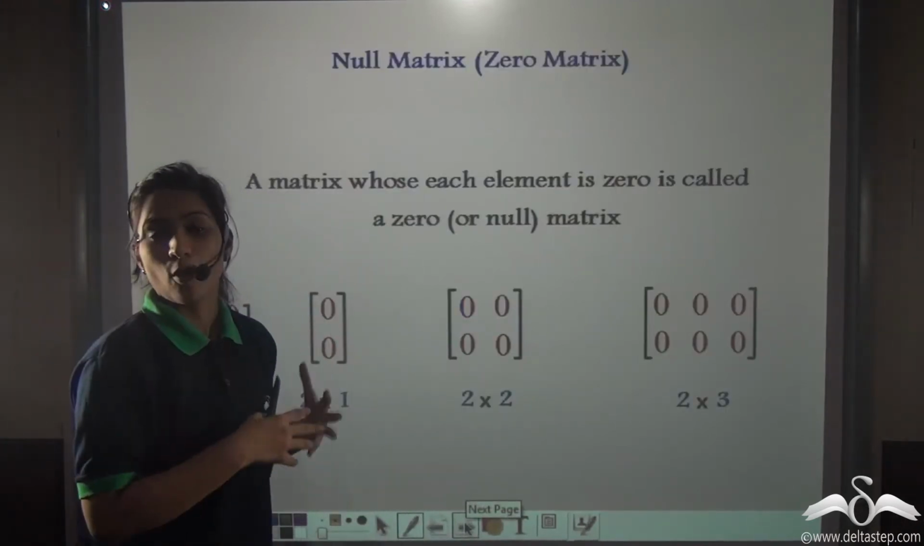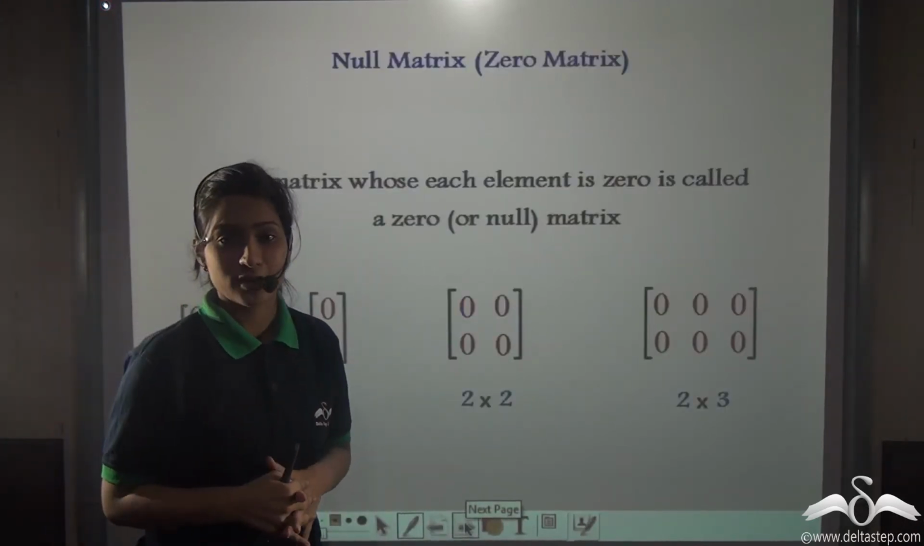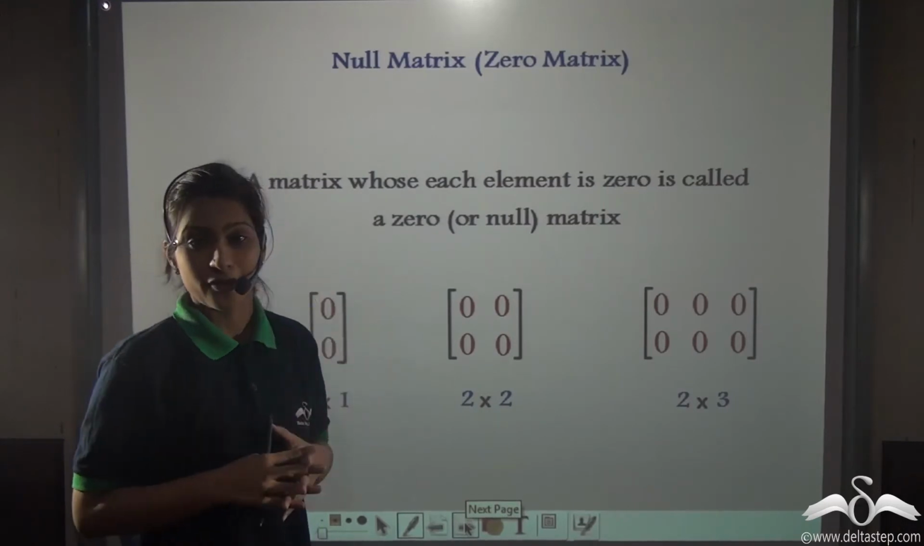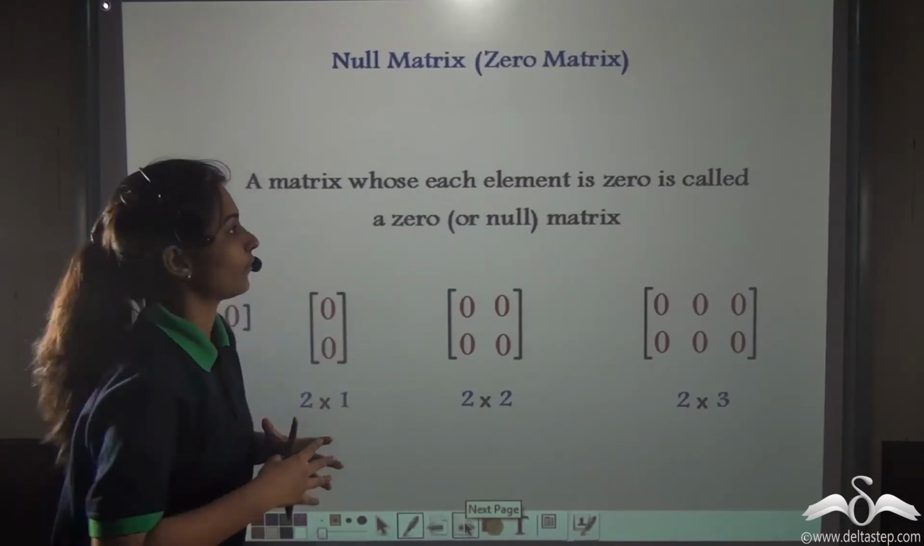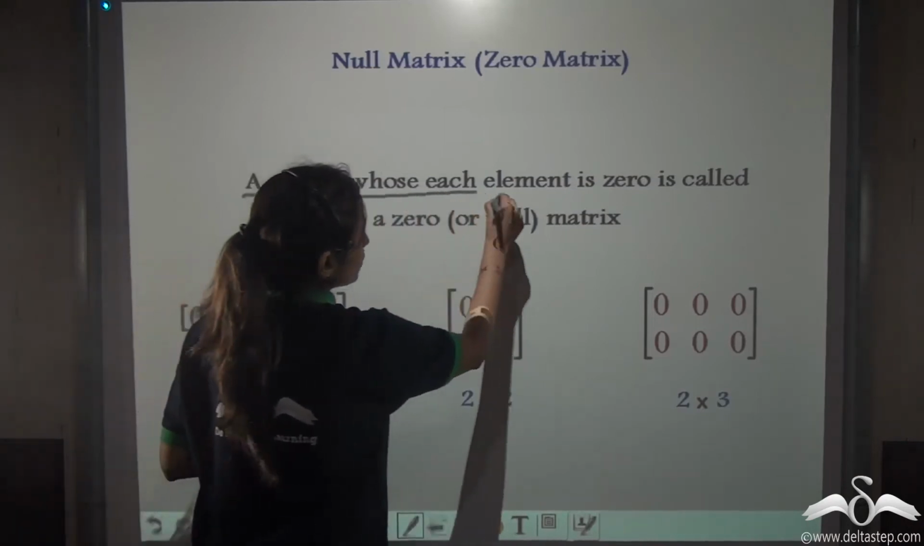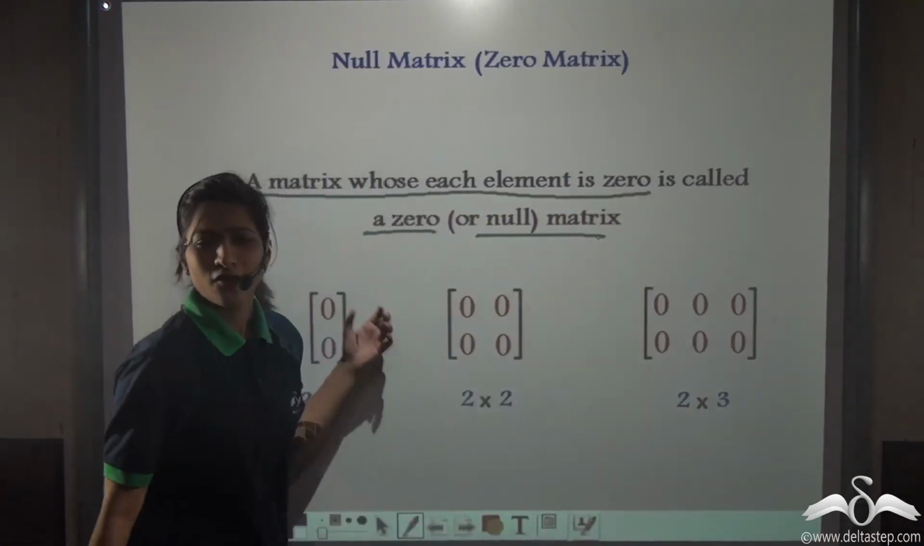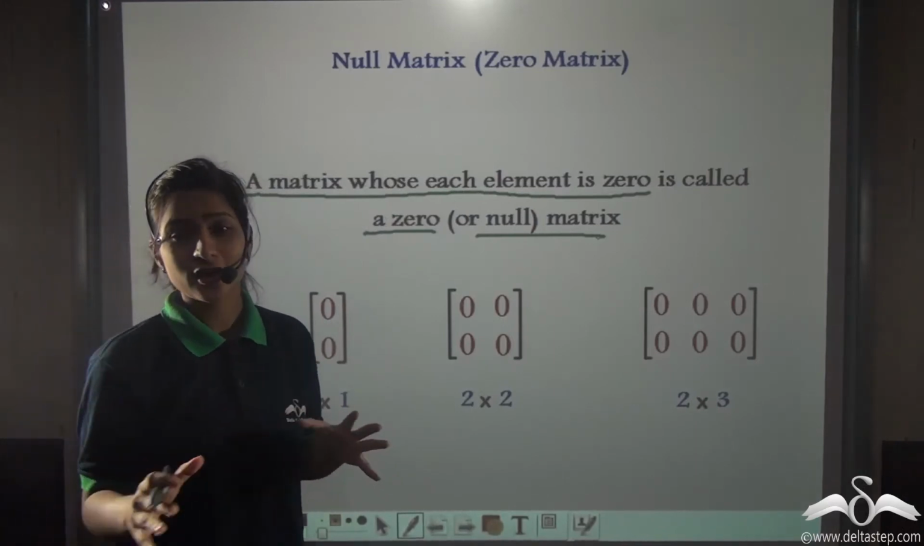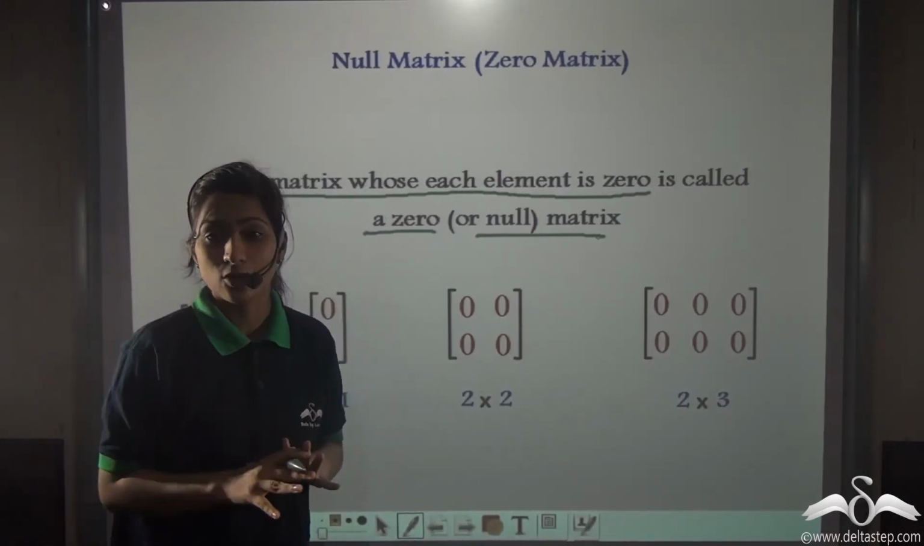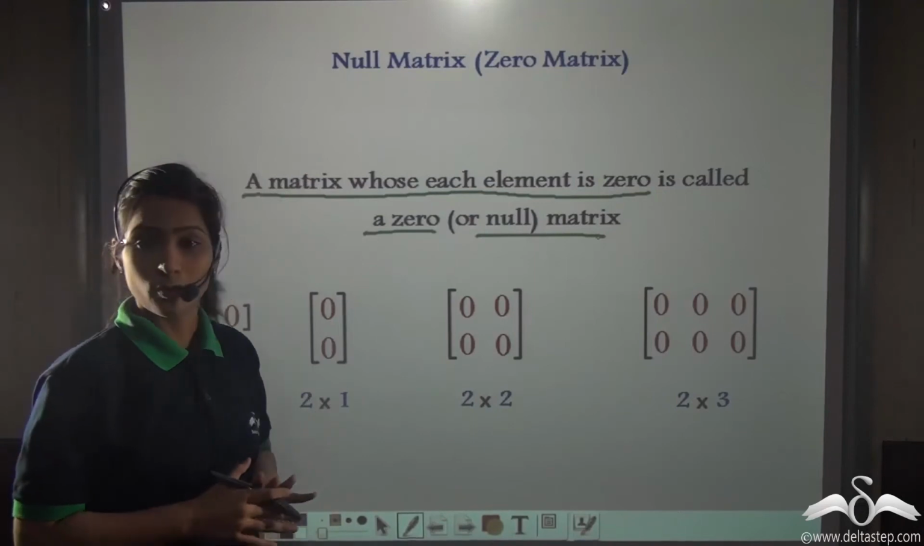Now this was an operation with the identity matrix. Now we will move to the null matrix, null or zero matrix. A matrix whose each element is 0 is called a zero or a null matrix. Well, this is very easy. Any matrix which has all the elements 0 is called a null or a zero matrix.